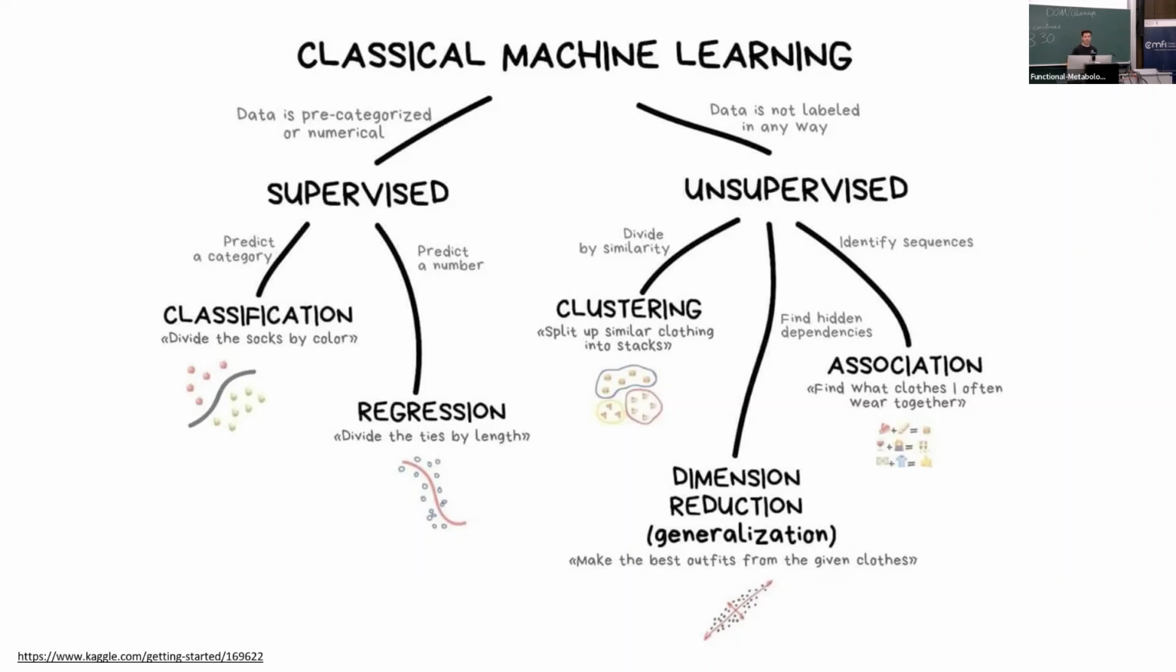We can divide machine learning in two sides. So one supervised branch and one unsupervised branch. And the supervised branch basically uses a label to classify, in this case socks, if you want to classify socks by color, or predict a number like the length of the ties, for instance.